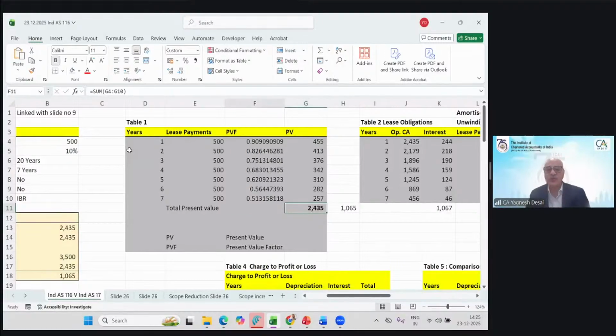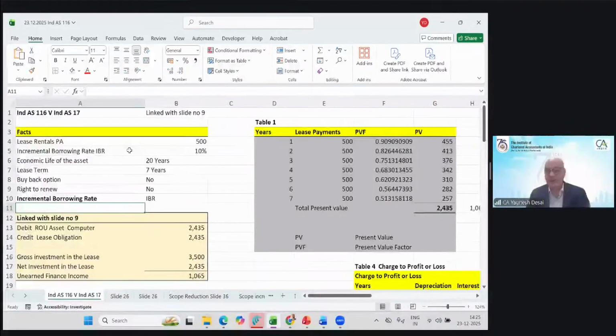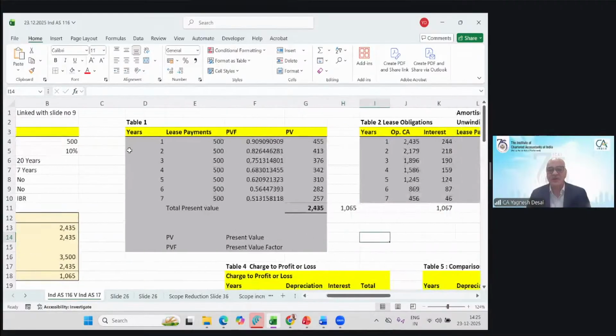What happens to 2435? But before that, let's go to the first entry. The very first entry which the lessee passes is as under: debit ROU asset 2435 and credit lease obligation 2435. To repeat and reiterate, 2435 is the present value of the minimum lease payments. All lease payments are paid in arrears, meaning they are paid at the end of the term.